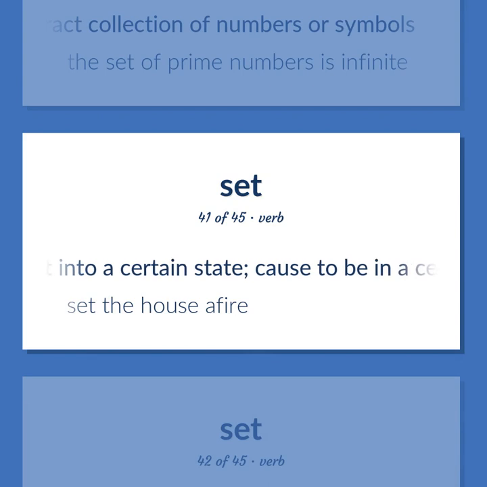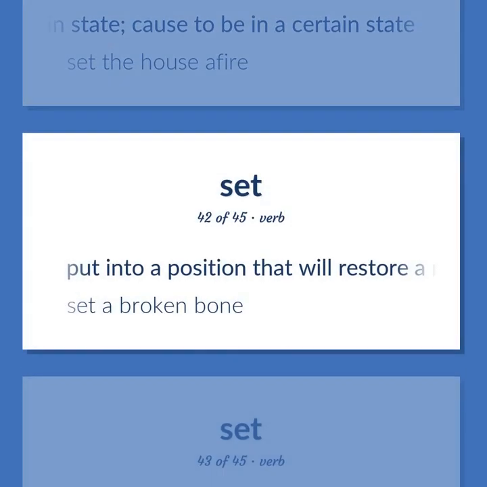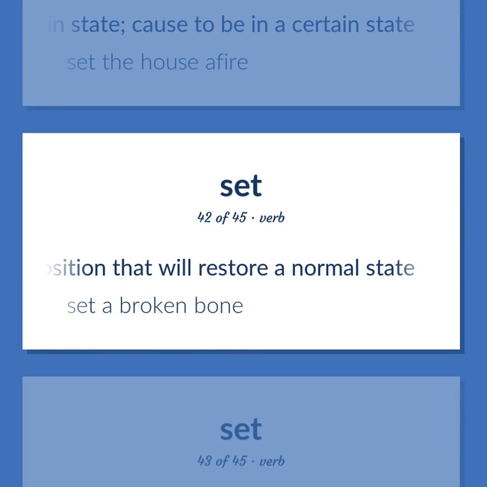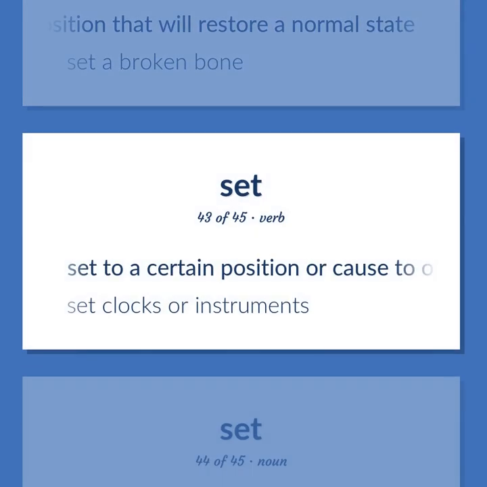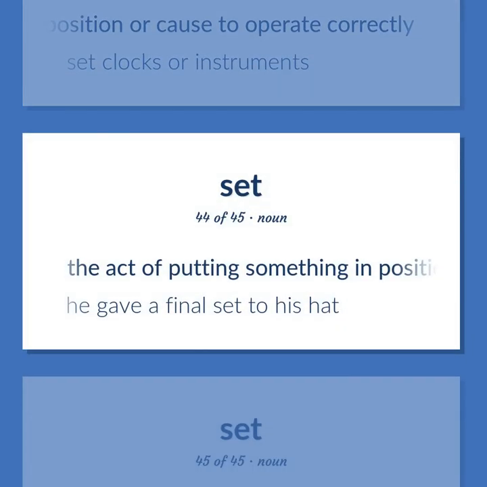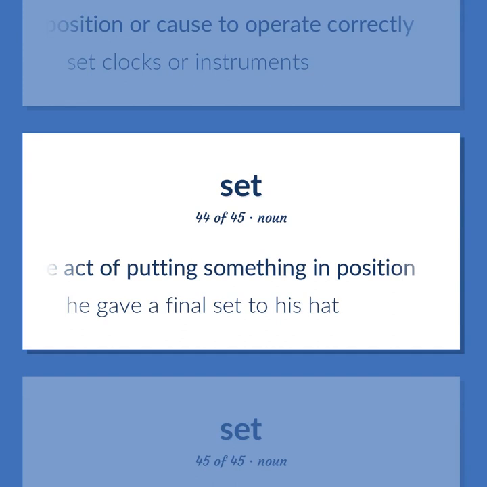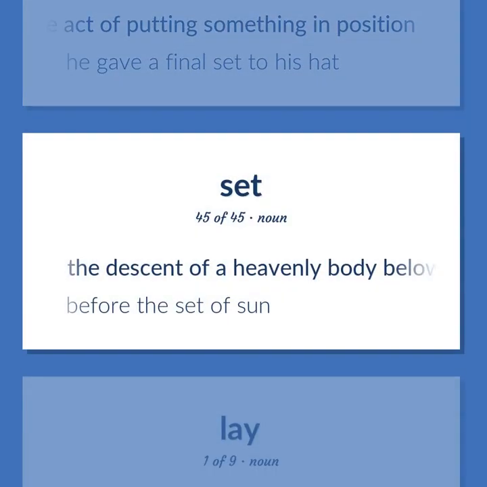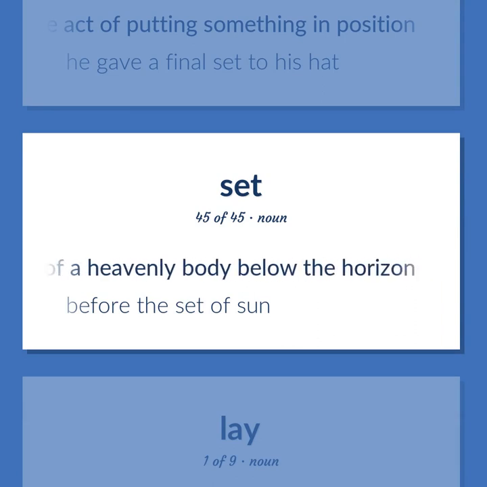Put into a certain state, cause to be in a certain state. Set the house afire. Put into a position that will restore a normal state. Set a broken bone. Set to a certain position or cause to operate correctly. Set clocks or instruments. The act of putting something in position. He gave a final set to his hat. The descent of a heavenly body below the horizon. Before the set of sun.